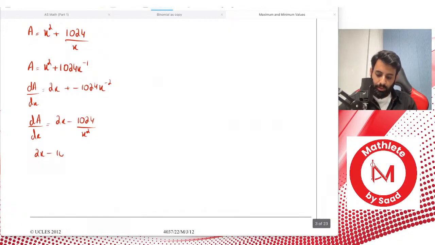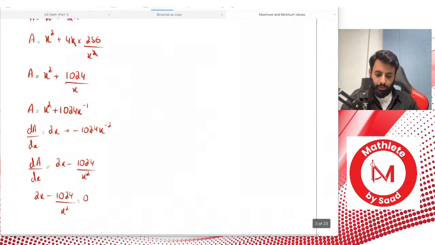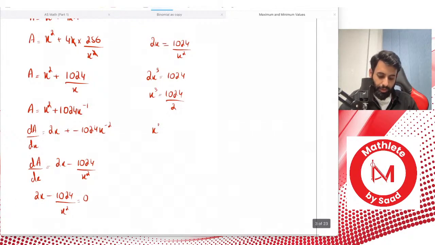2x minus 1024 upon x squared equals 0. Now we solve this. 2x equals 1024 upon x squared. Cross multiply, so that's 2x cubed equals 1024. x cubed is equal to 1024 upon 2, which means x cubed is equal to 512.